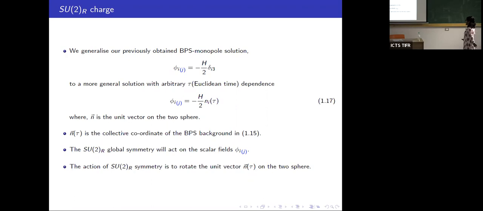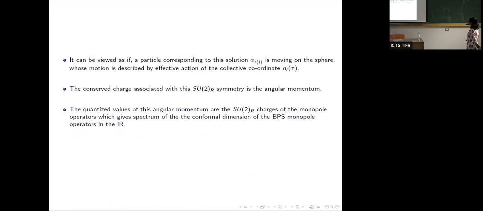Now, the action of this SU(2)_R global symmetry is to rotate the unit vector on the 2-sphere. And since SU(2)_R is a symmetry of the theory, there will be a conserved quantity associated with this action, and that quantity is our desired BPS monopole charges.